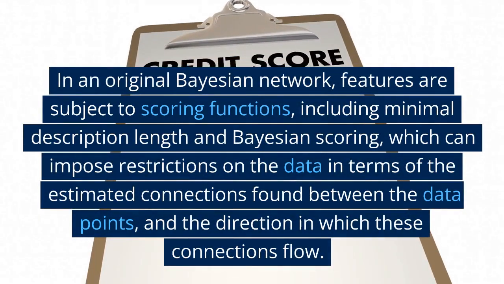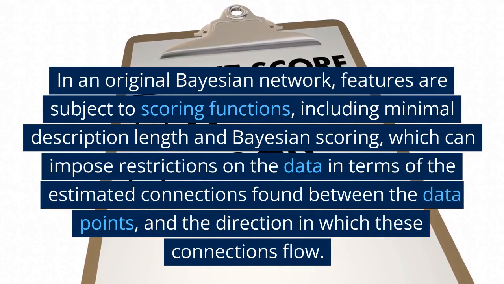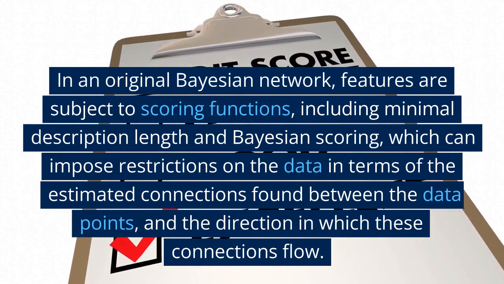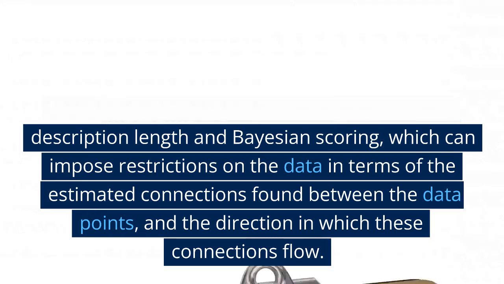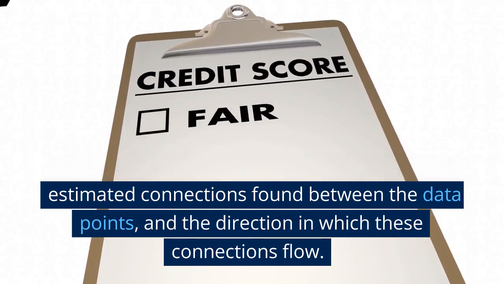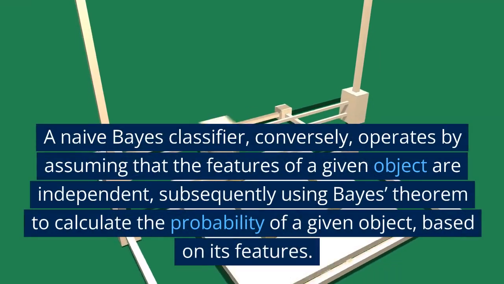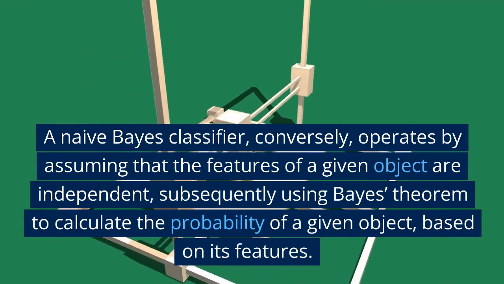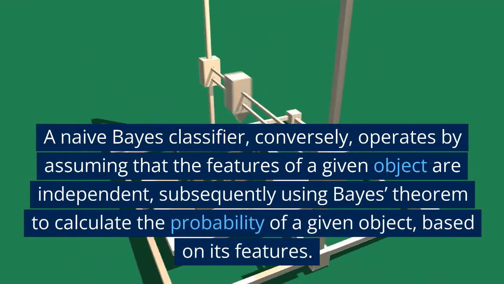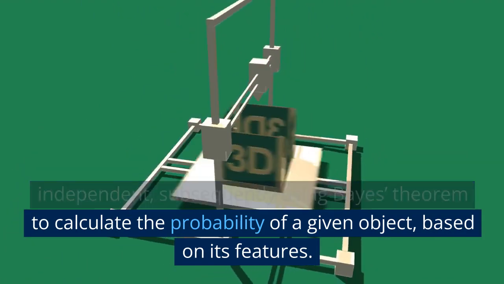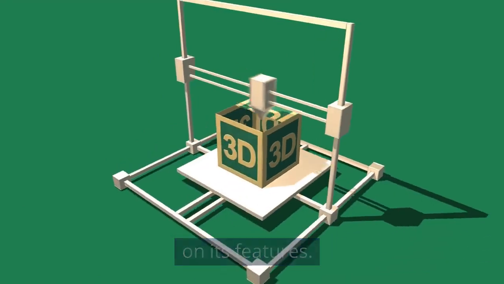In an original Bayesian network, features are subject to scoring functions, including minimal description length and Bayesian scoring, which can impose restrictions on the data in terms of the estimated connections found between the data points, and the direction in which these connections flow. A naive Bayes classifier, conversely, operates by assuming that the features of a given object are independent, subsequently using Bayes' theorem to calculate the probability of a given object, based on its features.